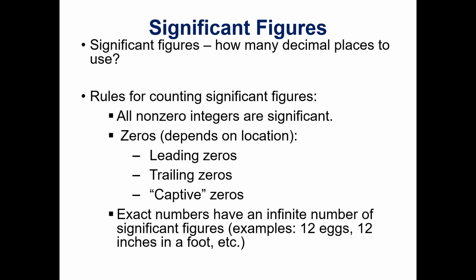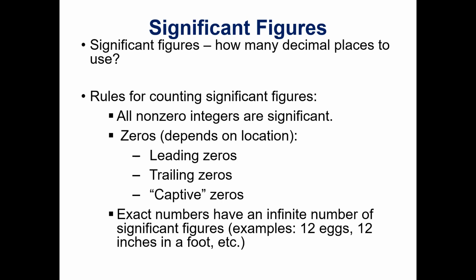So there are rules that determine how many significant figures are in a number, and then we're going to talk about how to know where to round off when we do a calculation. The way we determine how many significant figures we have is all non-zero numbers are always considered significant. So 1 through 9 will always be significant.